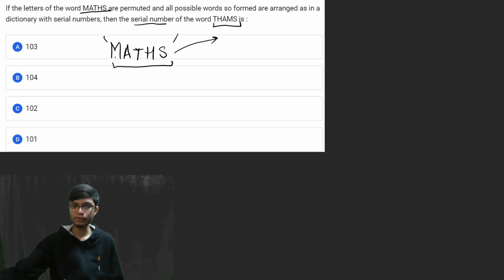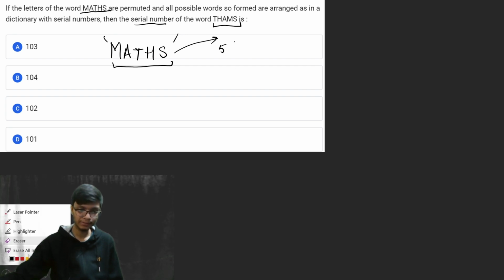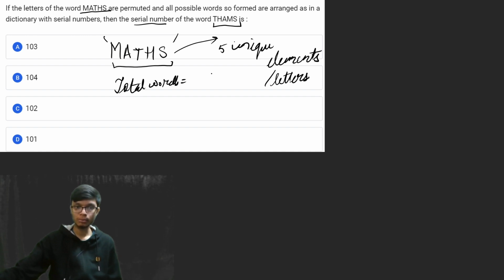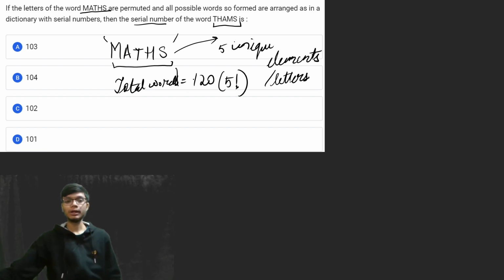If you look at the total letters, there are 5 letters. 5 distinct letters, so better to write it as 5 unique letters. So we have 5 unique letters, and using these 5 unique letters, the total words possible are 5 factorial, that is 120. So out of these 120 words, what is the serial rank of the word we are looking for?